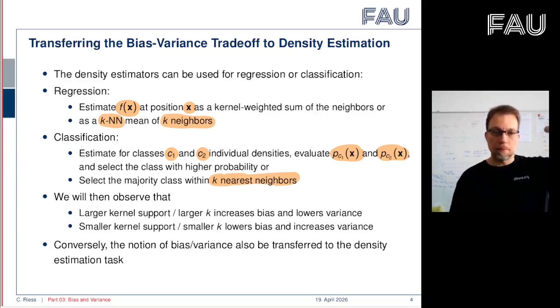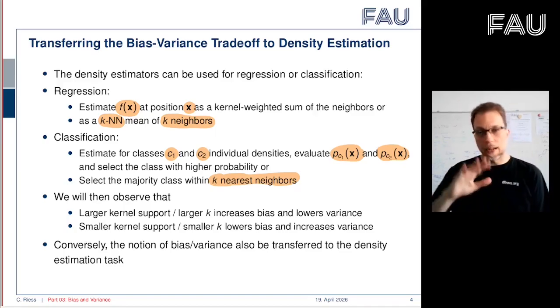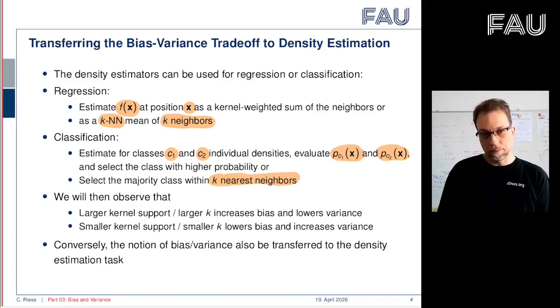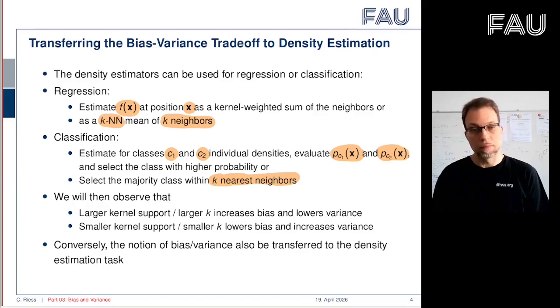And having made this transition from our density estimators to the regression or classification tasks, we can also move the other way around, and we can say, well, let's transfer the notion of bias and variance to the task of density estimation by saying, okay, we have a too coarse or too fine estimate of our density, so the resulting density is too, let's say, undercomplex, or it's hallucinating structure.